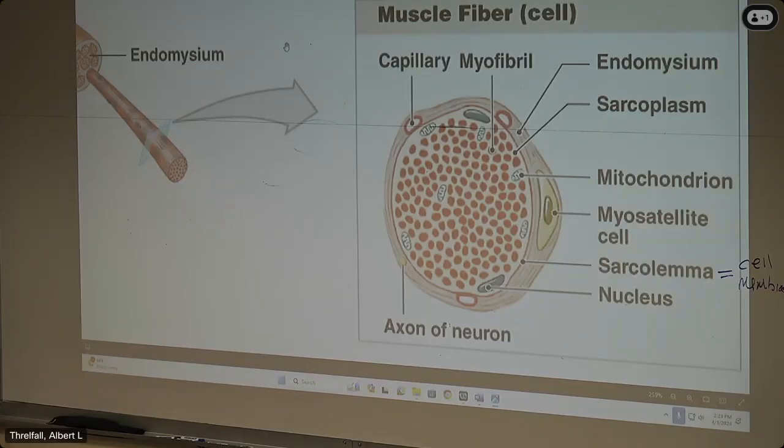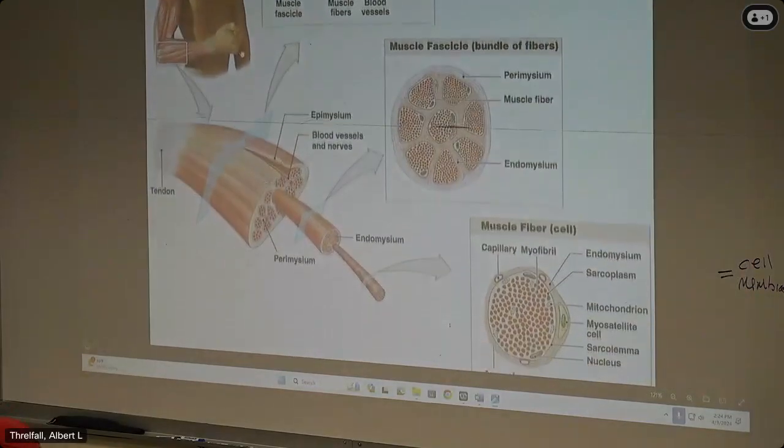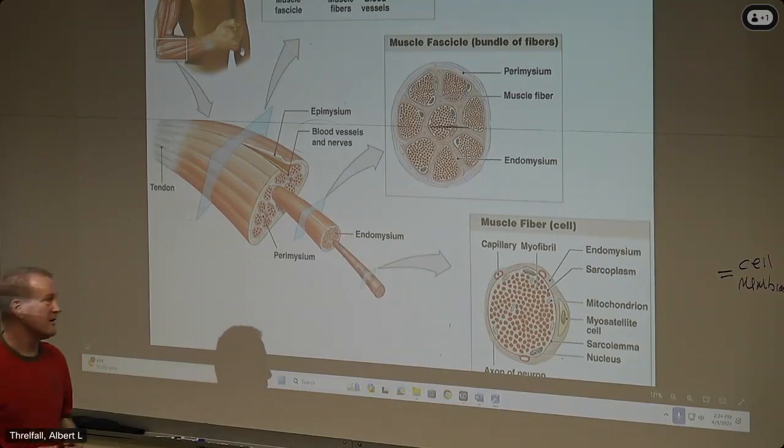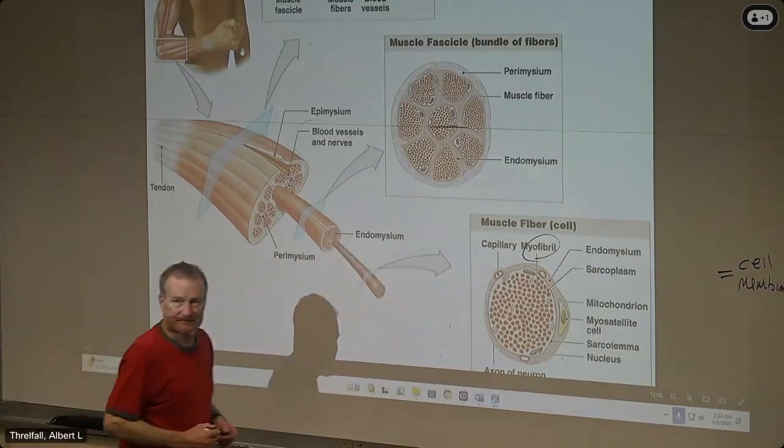So just as the fascia and the epimysium surround, bind, and hold together the subunits of the muscle, which are fascicles, and the perimysium surrounds, binds, and holds together the subunits of the fascicle, which are cells, the endomysium and the sarcolemma surround, bind, and hold together the subunits of a cell, which are myofibrils.